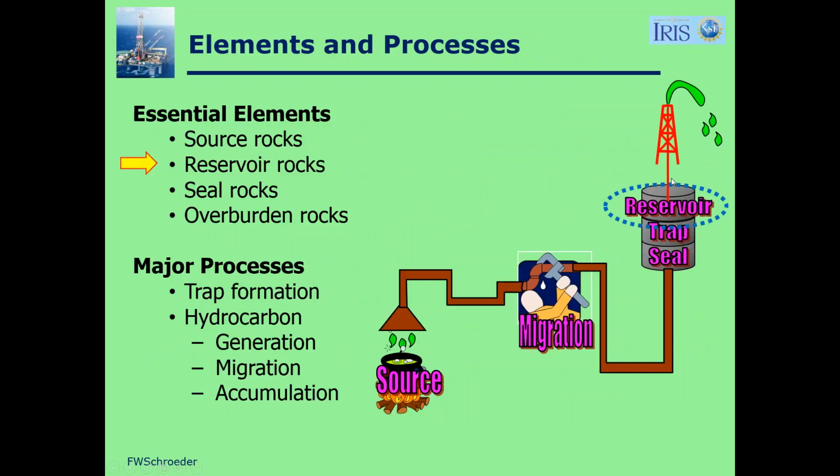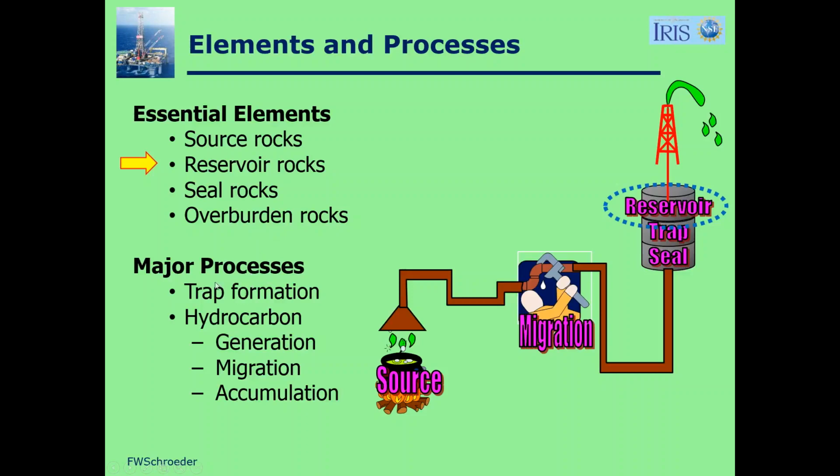So I think this is the third time I've shown this. In order to have success, we need 4 essential elements. Source rocks, which we talked about in our last session on Tuesday. Reservoir rocks that we'll talk about today. We also need sealing rocks or sealing lithologies. And then we need our intervals of interest to be buried deep enough that hydrocarbons can be present. So we talk about the cover, if you will, as the overburden rocks.